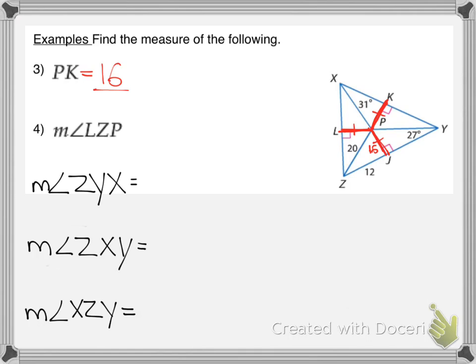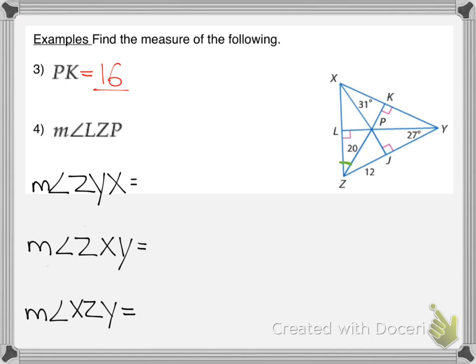I'm going to show you some examples tomorrow where we have to use the fact that we've got right triangles in this picture to help us find lengths. But tonight I don't want you to worry about that. I just want you to recognize that PK has to be the same as PL and PJ. So now we're going to go to number 4. We want to find the measure of angle, and I'm going to delete all my stuff from the last question. We're going to find the measure of angle LZP. That would be this angle right here.